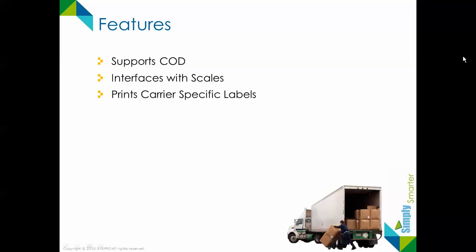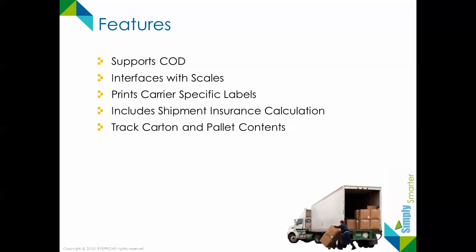It will also support collect on delivery, and interface with any scales that we may connect with so we can get the package weights. You can print those carrier-specific labels to make sure we have our labels validated correctly for which carrier we're shipping with. It can calculate shipment insurance as well if we have some areas where we need that calculated for us. It will track the carton and pallet contents, so I have two levels of integration. So I can say what's in this box and then how many boxes are on this pallet.